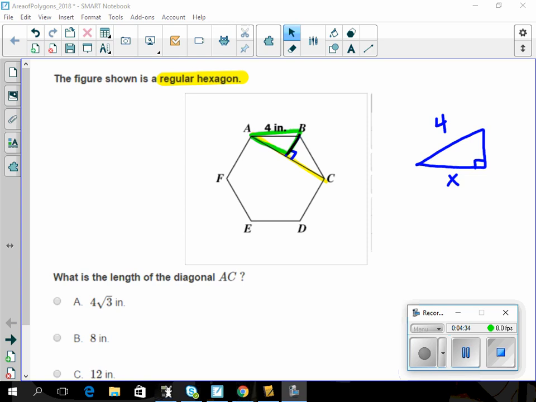Angles in a regular polygon. Think I could find one? You sure can. As a matter of fact, I can find that angle. I'm going to pause the recording for a minute, and I want you to think about, talk to your neighbor, think about how we can find the angle that I've labeled in blue. So think about this.